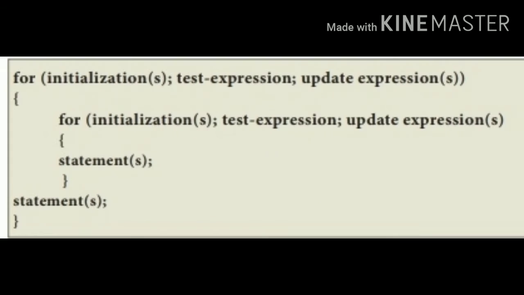For example, while within while is called a nested while loop. For within for loop is called a nested for loop. This is the syntax for the nested for loop. For initialization, test expression, and update expression, and then another for loop is declared, with the same initialization, test expression, and update expression, and then given the statement of this for loop, and then close the curly braces, and then give another for loop statements, and then close the other curly braces.